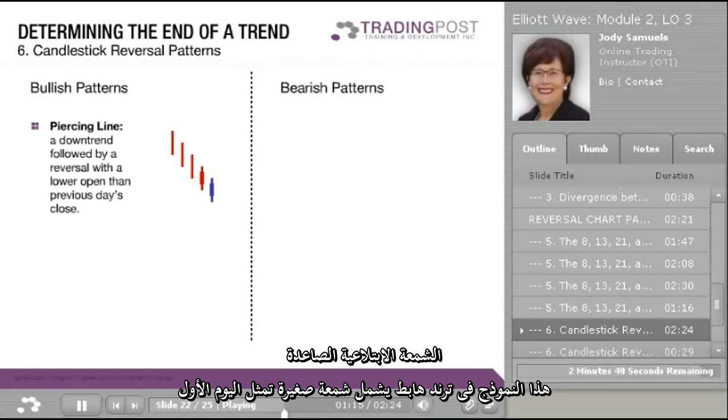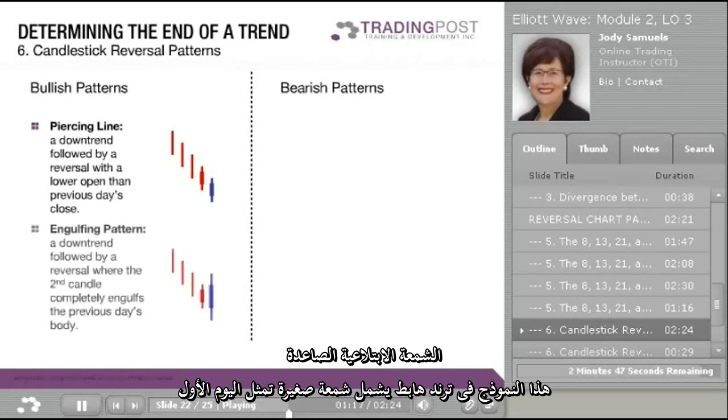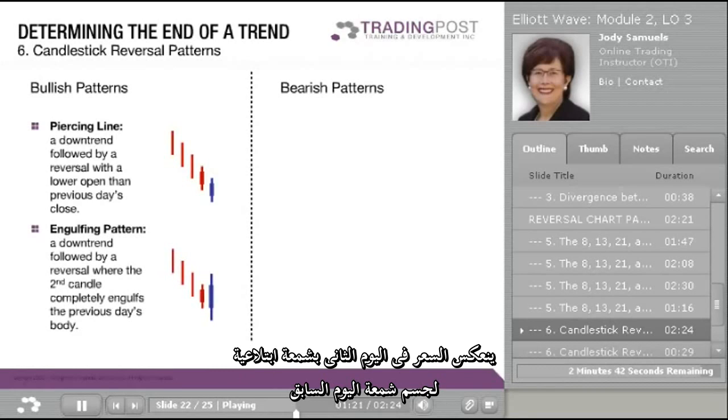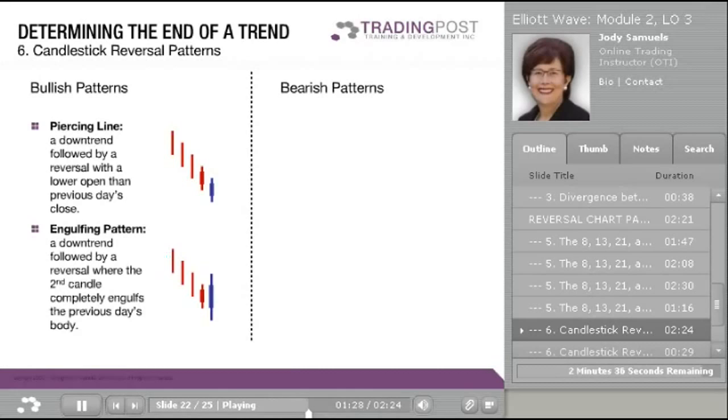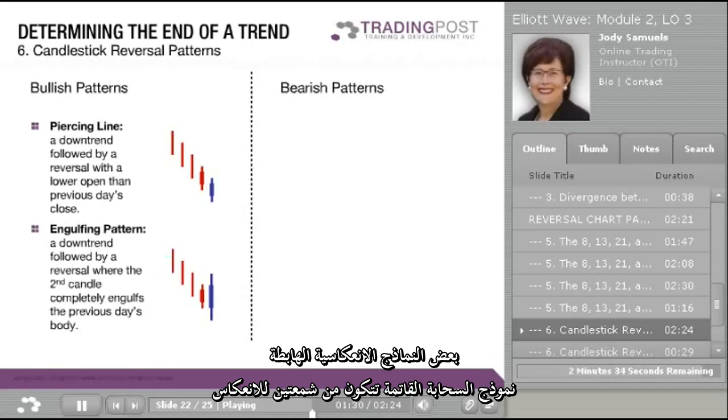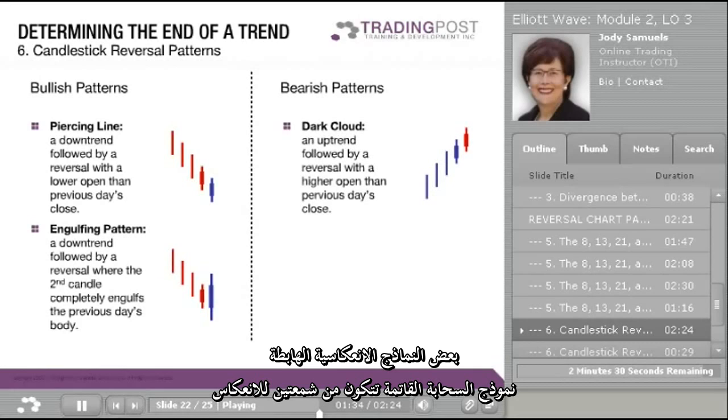The bullish engulfing pattern. With this pattern, day 1 is in a downtrend with a small body. Day 2 reverses, where the body completely engulfs the previous day's body. A few bearish reversal patterns. The dark cloud cover. This is a 2-day reversal pattern that has bearish implications.